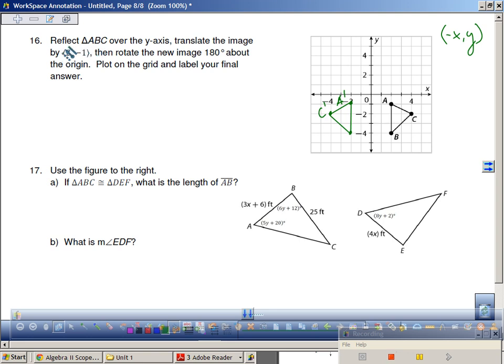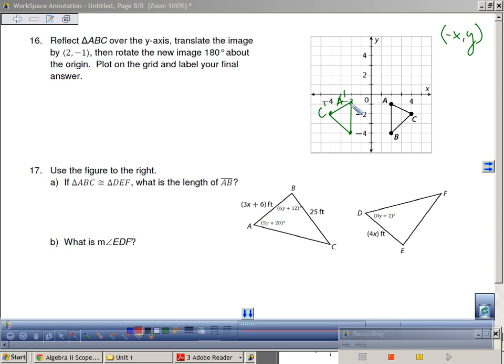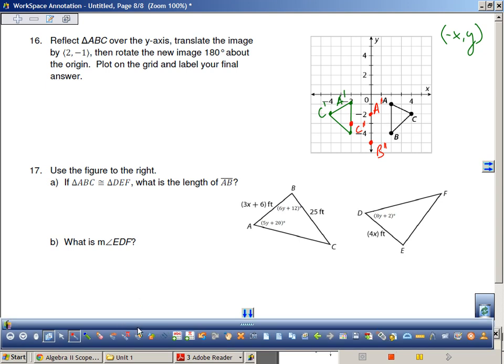It's the vector, right? The translation vector. So how much am I going to move? Over 2 and down 1. So each one of these is going to go to the right 2 and down 1. There's A double prime. Over 2, down 1. There's B double prime. And over 2, down 1. There's C double prime. Did I do that right? Yeah.